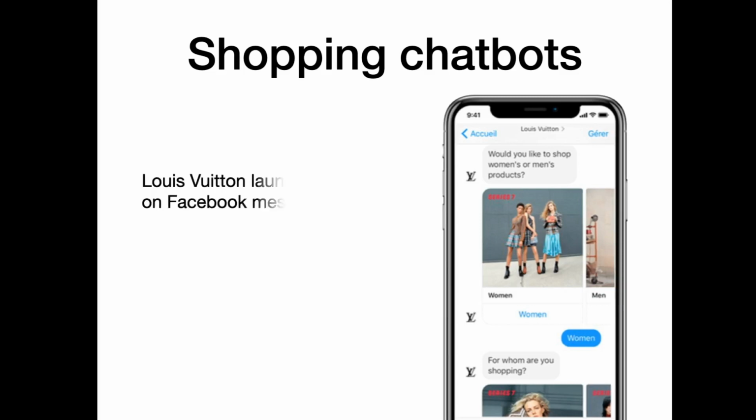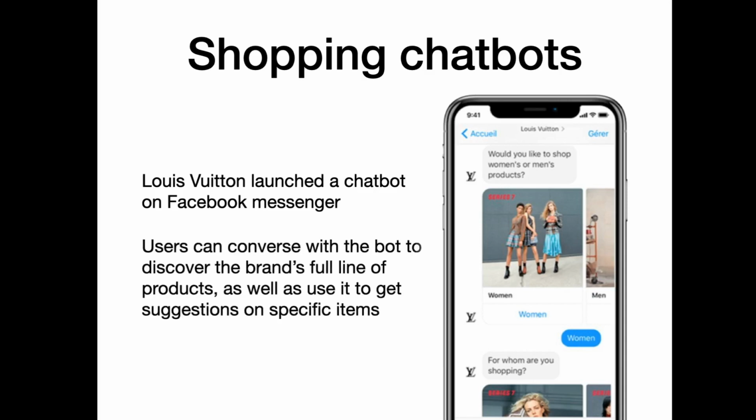This is from Louis Vuitton. You have the screenshot there. It's used for shopping, maybe to ask questions on some particular product. It says here users can converse with a bot to discover the brand's full line of products, as well as use it to get suggestions on specific items. The key here is to make the bot simple so that people don't have to figure out what the bot is for, or what to say to the bot. That has more to do with your design of your bot. How do you make it really simple and useful to your customer?